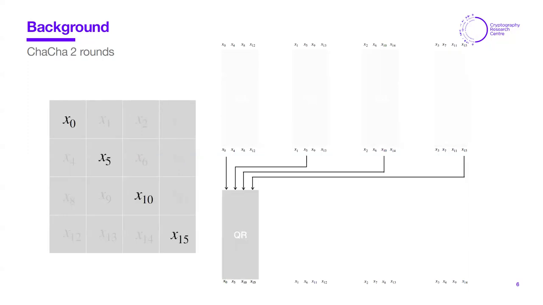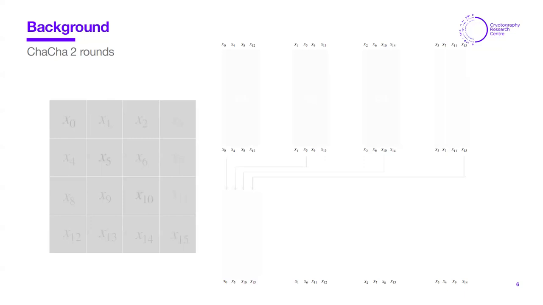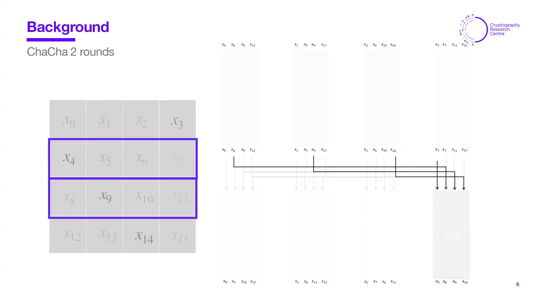We are representing the ChaCha state with a matrix of dimension 4x4, and each cell of this matrix represents a 32-bit word. For the first round, something called a quarter round is applied to every column of this matrix. And after, in the second round, the same quarter round is applied now to the diagonals of this matrix. Something also important to mention here is that in the initial state, these are the places where we need to put the key, in this color violet.